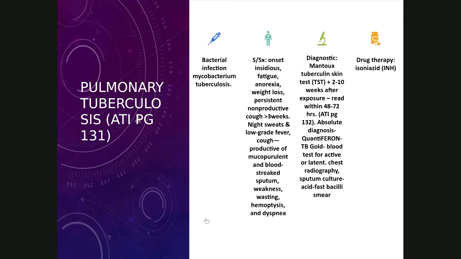And really the gold standard of testing is the QuantiFERON TB Gold blood test. It can determine active or latent TB. You can get chest imaging done, a sputum culture, and an acid-fast bacilli smear. Okay. Drug therapy is going to be isoniazid, also known as INH.